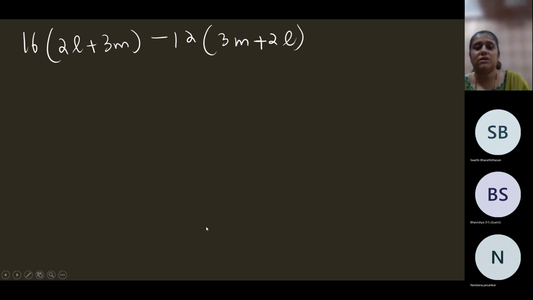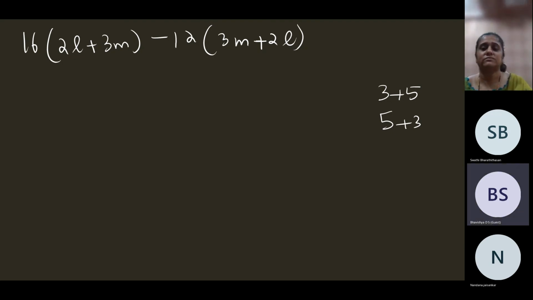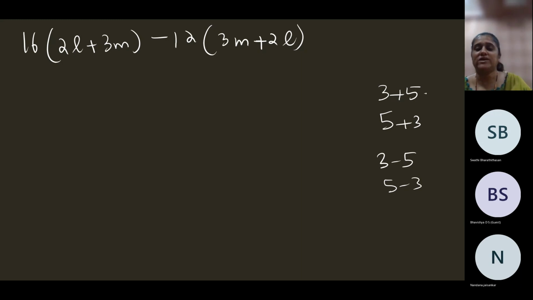Yes, children? Completed this one? Ma'am, I can't understand this one. Okay. Now tell me, is 3 plus 5 the same as 5 plus 3? Yes, ma'am. Is 3 minus 5 the same as 5 minus 3? What is 3 plus 5? 8, ma'am. What is 5 plus 3? 8, ma'am. So both are the same because they give us the same result.